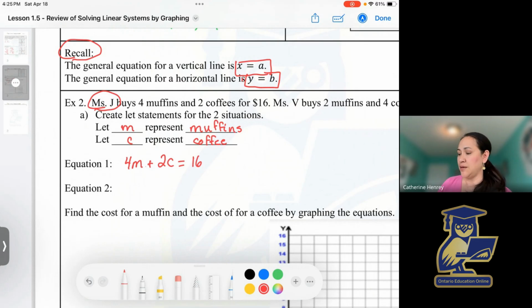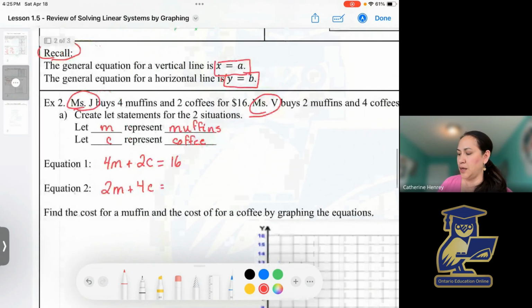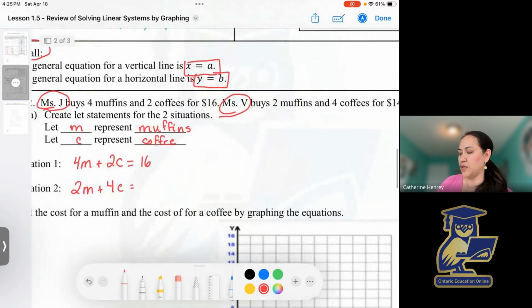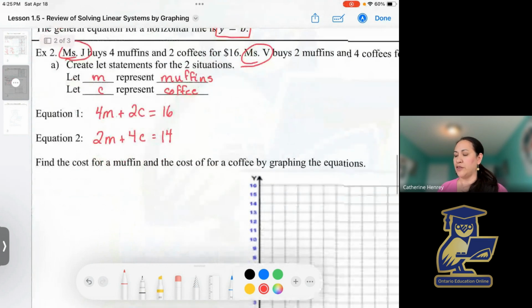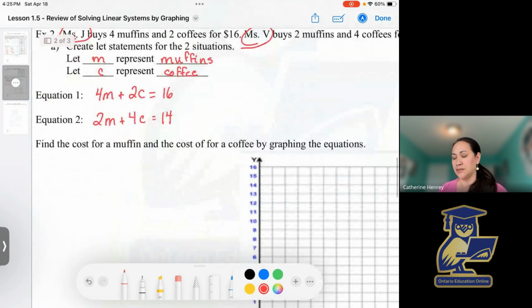Now for Miss V, she buys 2 muffins and 4 coffees, and she spends $14. So we've built 2 equations based off of our information in the word problem, and now we want to graph them and see where they intersect. Both of these look like they are in a format that we would use the intercepts. So let's go ahead and do that.